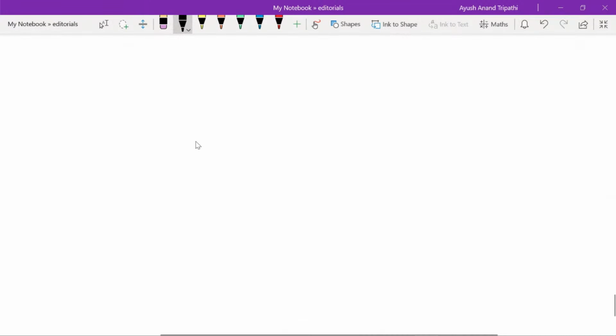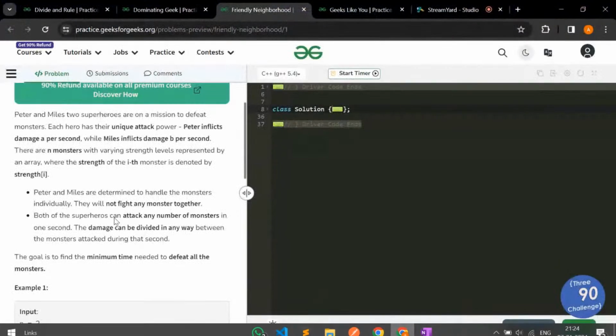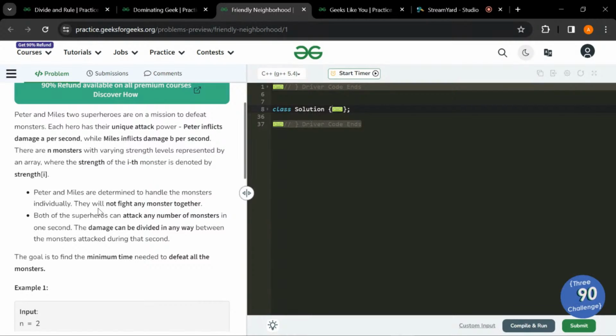So let's say f of I, comma x, comma y. Don't get confused with this thing. I'm explaining it one more time. The idea here is to use brute force. Peter will select some subset of monsters and fight against those monsters, and the rest of the monsters will fight against Miles, right? Because it was mentioned here that if Peter selects one monster, then that monster will never fight with Miles in any second, and we can distribute the attack as we want.